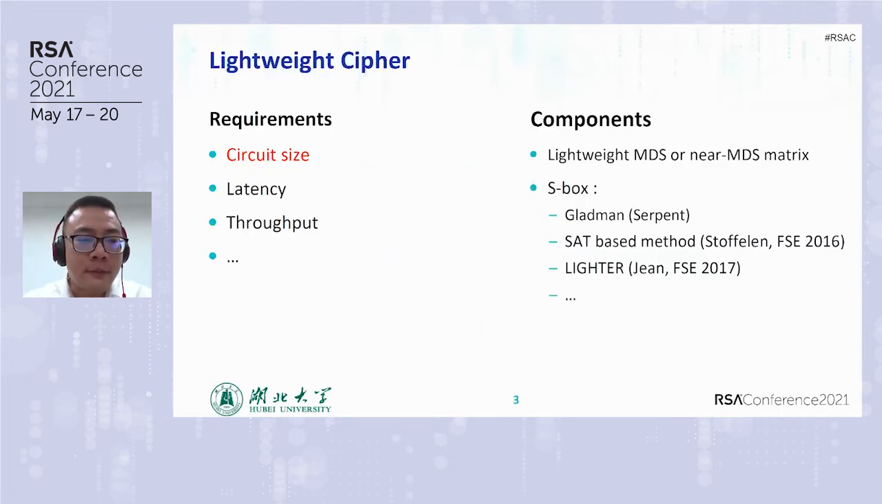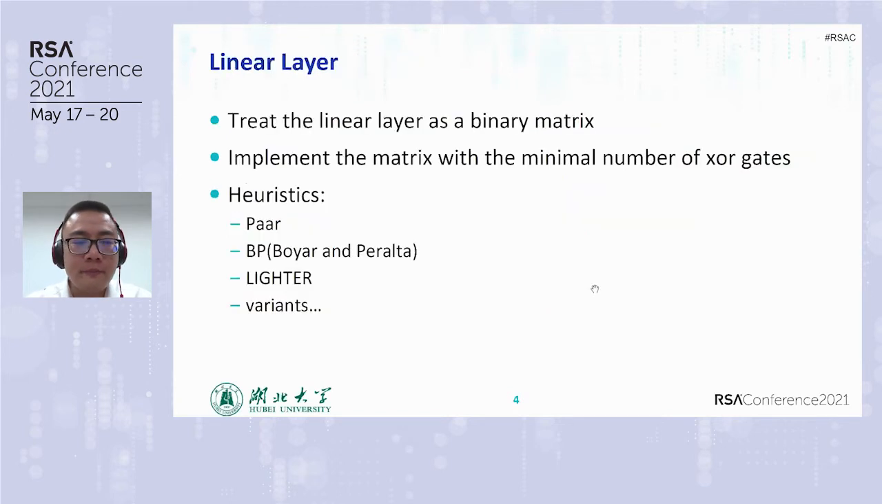The work studies the efficient implementation of ciphers on resource-constrained devices. As we know, the implementation performance can be evaluated according to the circuit size, latency, and so on. For SBOX, there are many tools to find its optimized implementations, such as the bitslice technique, the SAT-based method, and the tool LIGHTER. We focus on linear layers in this paper.